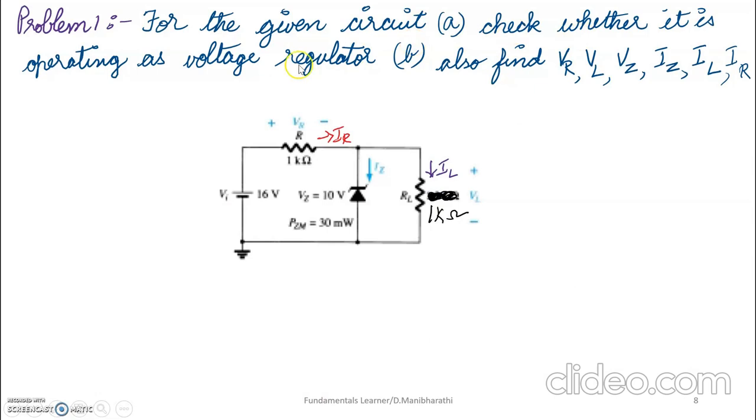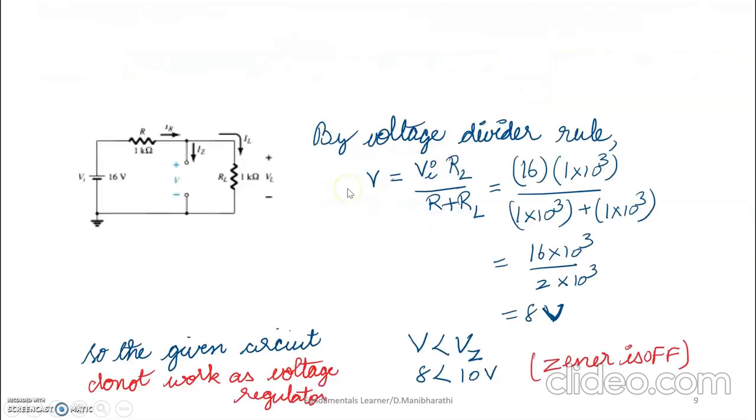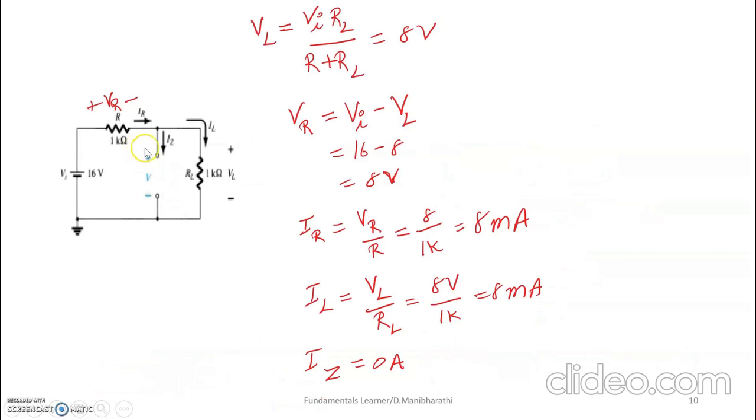Now I will find the other part, B, of the question. For A, the answer is it is not working as a voltage regulator. For B, I will find the other things just by replacing the Zener diode with an open circuit since it is off. What is VL? Already we have found VL. VL is nothing but VI times RL divided by R plus RL. That is your 8 volt.